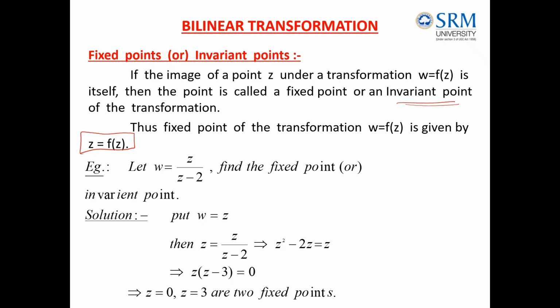For example, take w equal to z by (z minus 2). We need to find the fixed point of this transformation. Image itself means we need to put w equal to z in that transformation. Then if you simplify this further, you will get z square minus 2z equal to z. And if you simplify this further, you will get 2 points, which are z equal to 0 and z equal to 3. These 2 points are called fixed points. So easily you can find the fixed points where the image of the transformation is itself.